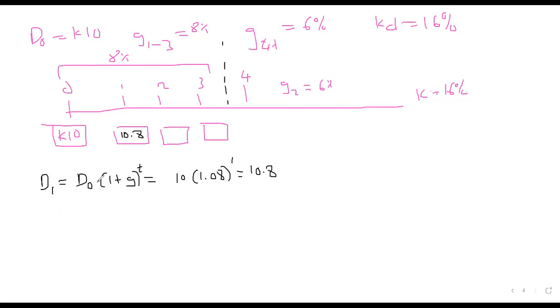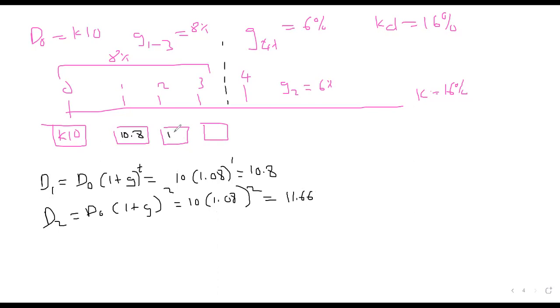Now I can teach you a shortcut, which is going to be very useful to you. Ideally, for year 2, we're going to do what? D0 times (1 plus growth) to the power 2. So here we have 10 times 1.08 to the power 2, isn't it? Yes. 1.08 to the power 2 times 10 is giving us what? 11.66.